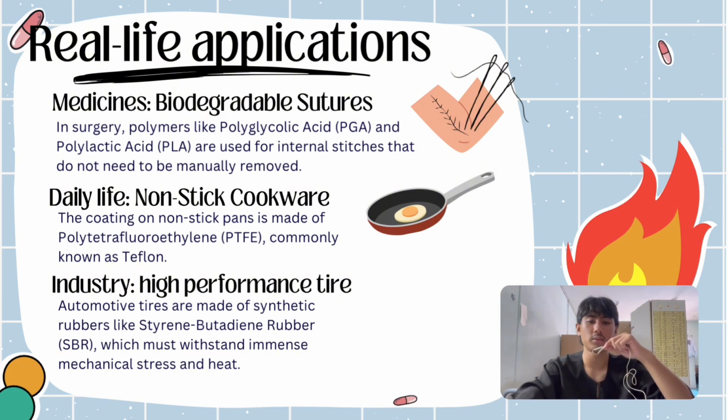Furthermore, the London dispersion forces between the Teflon and the substance, for example food, are extremely weak, resulting in a very low coefficient of friction. So this will cause the food, for example eggs, to not stick to the pan. So the last part is the industry.